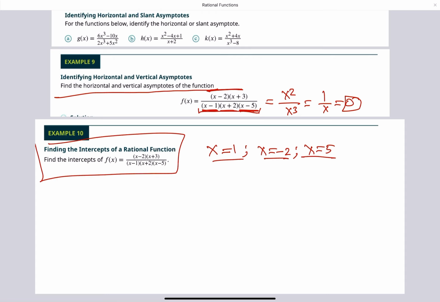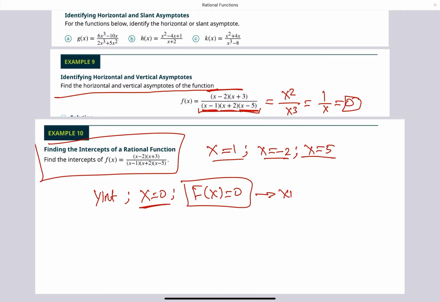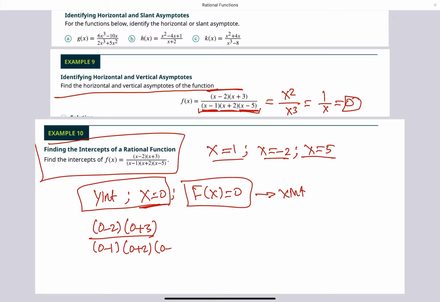Now, last but not least, example number 10, find the intercepts. You plug in x equal to 0, and then you take the function and place it equal to 0. So f of x equals 0. This is simply the y-intercept when x equals 0. And this would represent the x-intercept when y equals 0. So let's do the y-intercept first. We have 0 minus 2, 0 plus 3, divided by 0 minus 1, 0 plus 2, 0 minus 5.